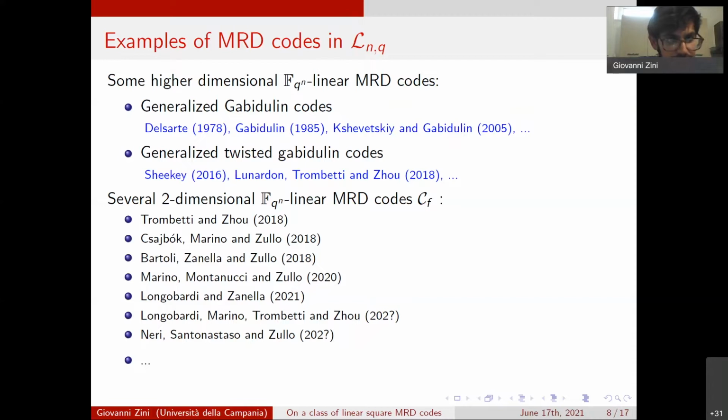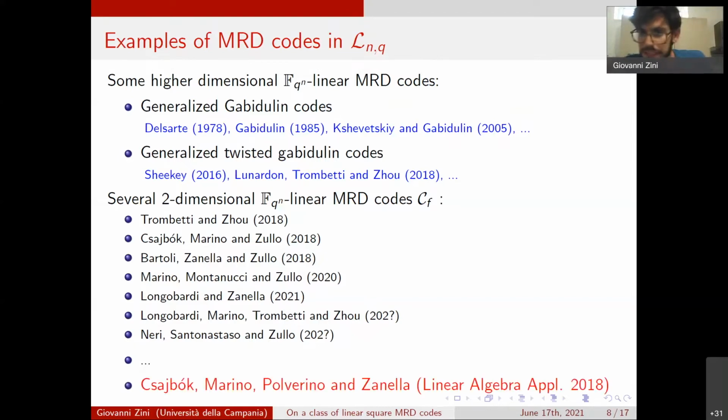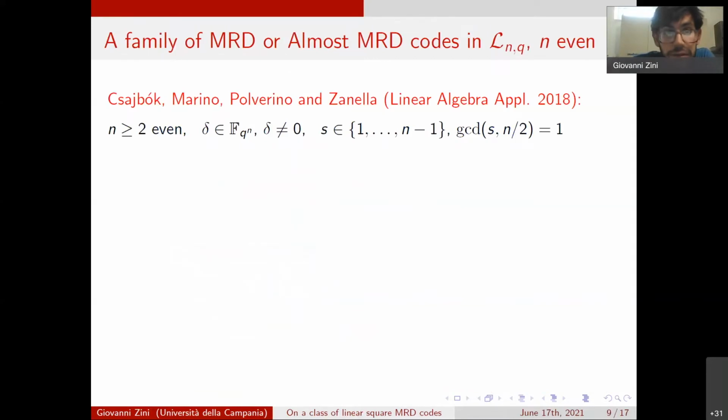Forgive me if I did not mention everyone, but it was actually not possible in this short piece of slide. But I'm particularly interested in a family introduced by Csajbók, Marino, Polverino, and Zanella a few years ago that can be described as follows. Take n to be even and delta a non-zero element of F_{q^n}, and let s be a positive integer coprime with n/2.